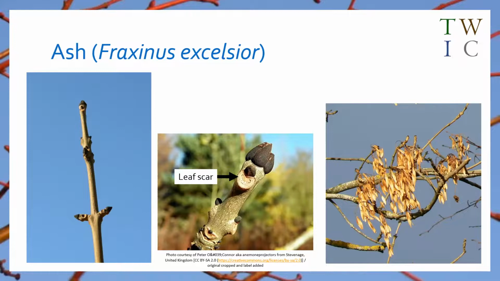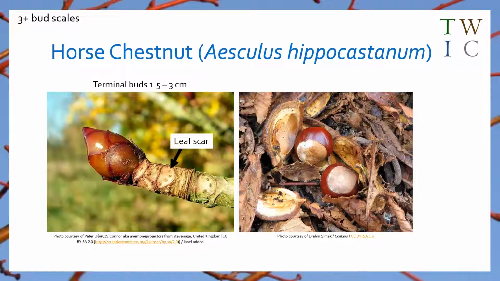Another species that you should be familiar with is the horse chestnut, which has perhaps one of the largest buds that you're likely to see here. So they can be up to 3 centimetres long. But the key thing about these is they're sticky. And the leaf scars are also very conspicuous, resembling a shield with these raised dots around the edge, or a horseshoe. Some people think of them as horseshoes. Conkers, of course, you may see at this time of year, the leftovers from the autumn around the base of the tree.